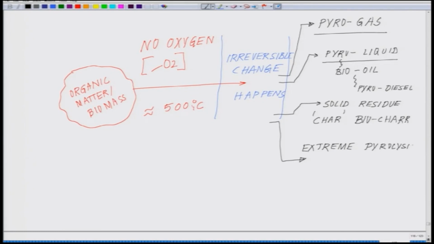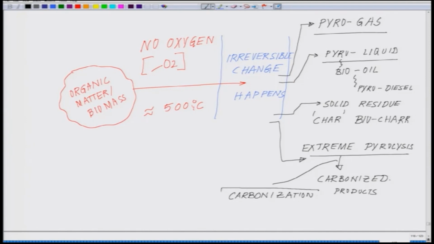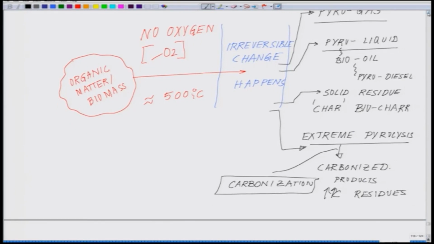For a prolonged period of time, what you will get is a carbonized product. Just left behind is the carbonized product, and this pyrolysis process at times is also called a carbonization process. The name itself is self-explanatory. Carbonization means the formation of carbon-rich residues which are left behind. Okay. So, this is overall what could be done.